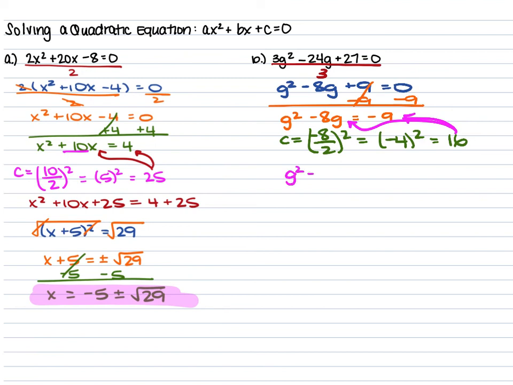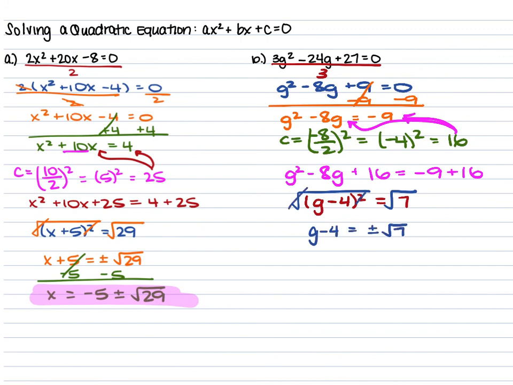We're going to have g squared minus 8g plus 16 is equal to negative 9 plus 16. From here, we're going to add the right side, factor the left side. This gives us g minus 4 squared is equal to 7. Take the square root of both sides. We get g minus 4 is equal to plus or minus the square root of 7. Move the 4 over, add it to both sides. It goes in front of that plus or minus square root 7. So g is equal to 4 plus or minus the square root of 7.